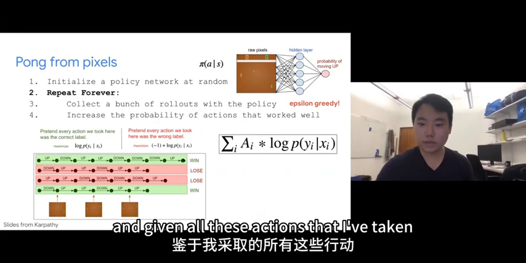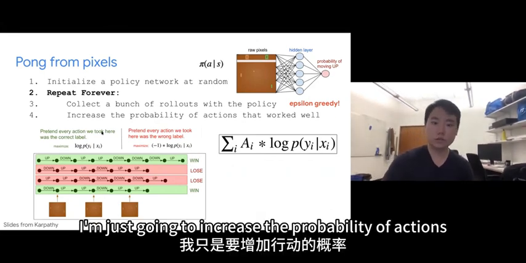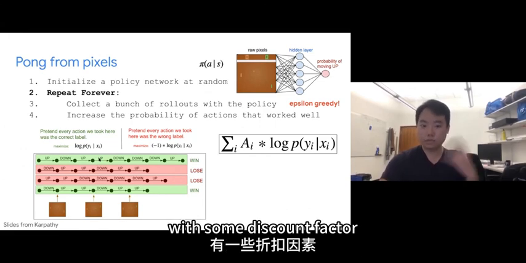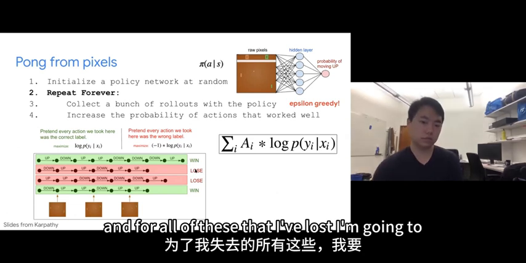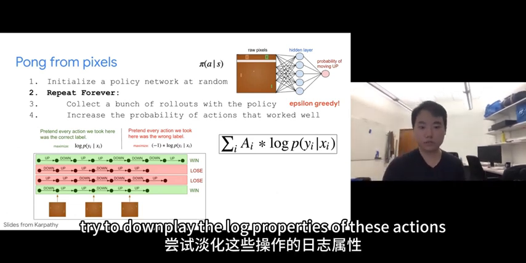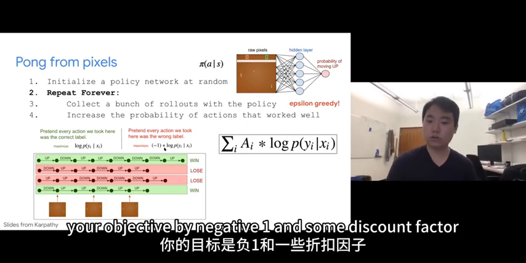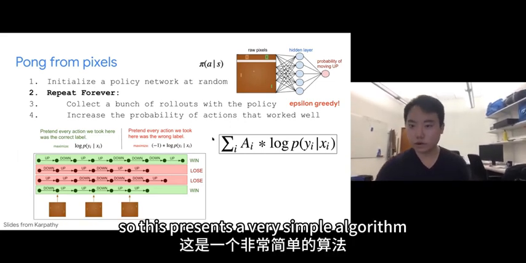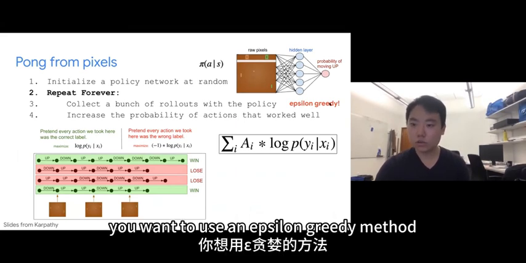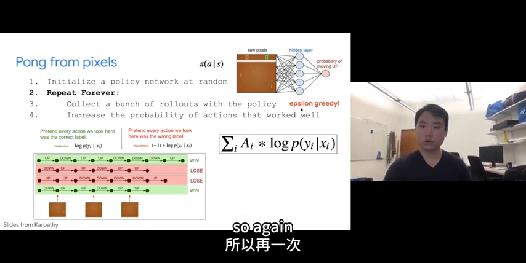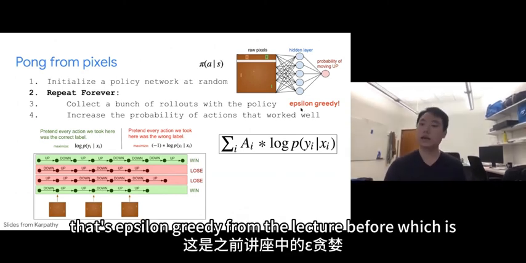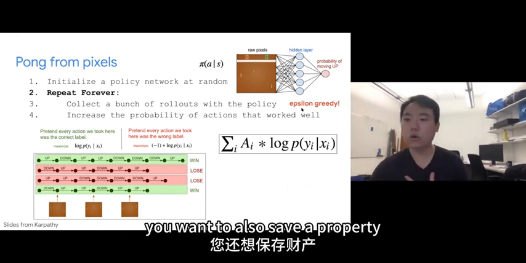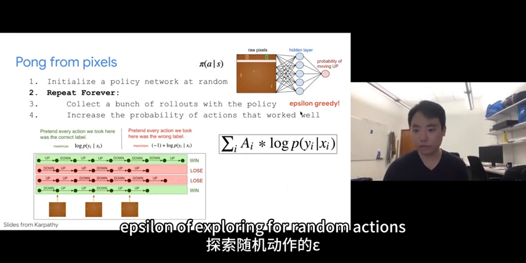Given all these actions that I've taken and all these rewards that I've obtained, I'm going to increase the probability of actions that have worked well with high reward. So maximize the log probabilities of all these actions with some discount factor. And for all of these that I've lost, I'm going to try to downplay the log probabilities of these actions by multiplying your objective by -1 and some discount factor. So this presents a very simple algorithm. Again, over here, you want to use an epsilon greedy method, which is from the lecture before: instead of always taking the action sampled from your current policy, you also want to save a probability epsilon of exploring random actions.